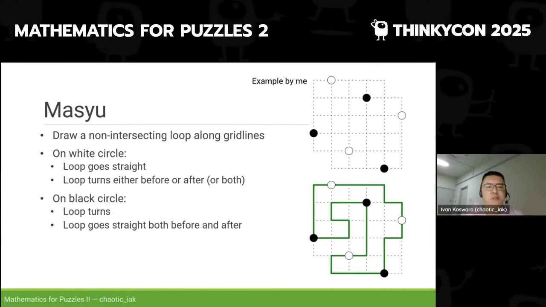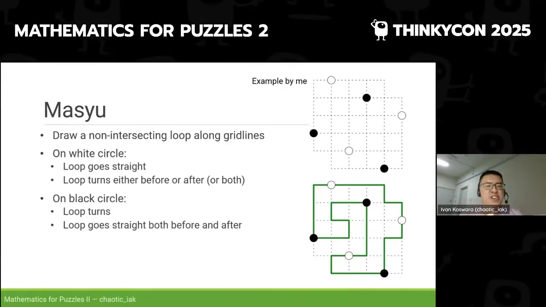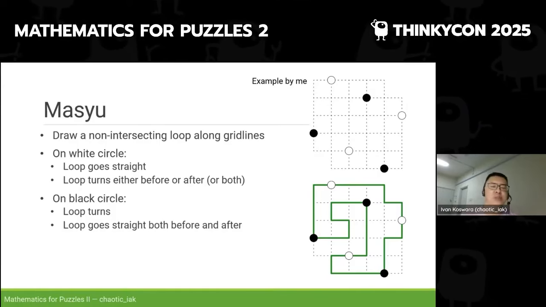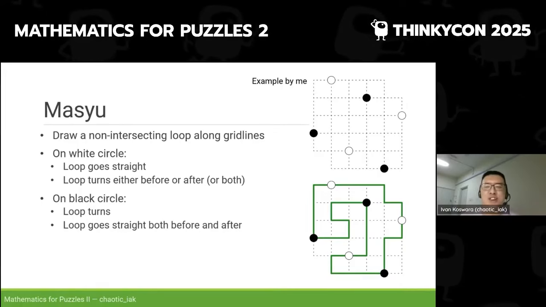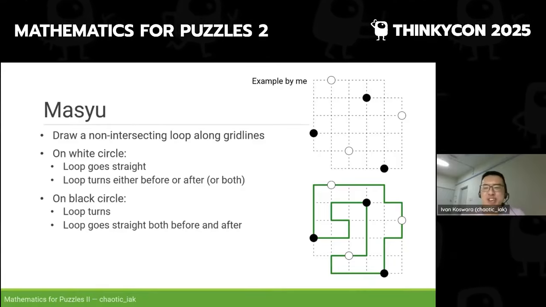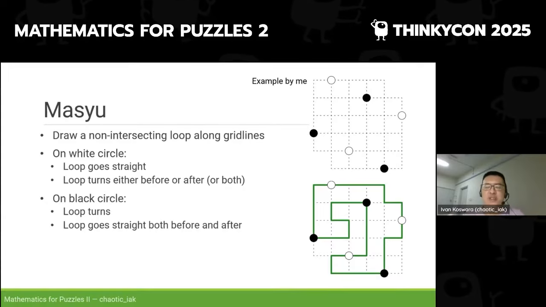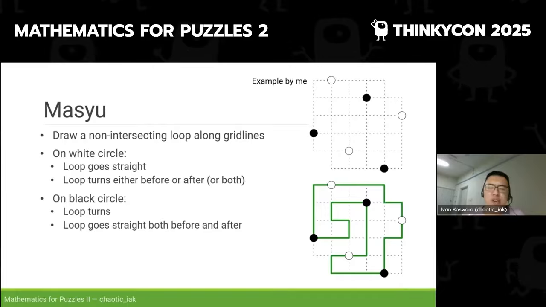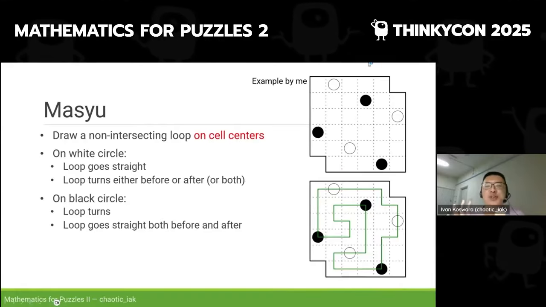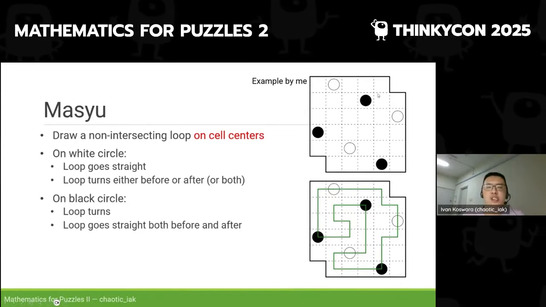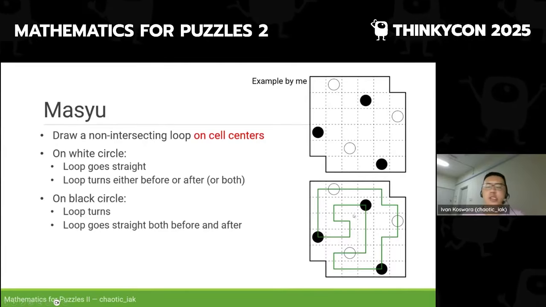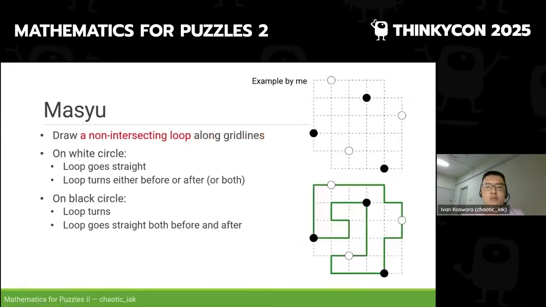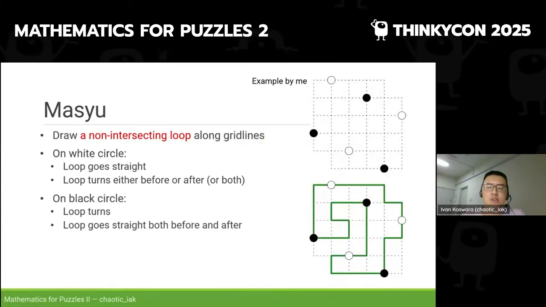So even if you look at these rules, the rules are not very symmetric. On white, it says turns either before or after. On black, goes straight both before and after. So it's kind of weird, but we get used to it. And this is a very popular genre in logic puzzles. And strictly speaking, when you talk about Masyu, you usually present it on this kind of grid. The loop is on cell centers instead of grid lines, but I personally find it easier for this talk to explain using grid lines.